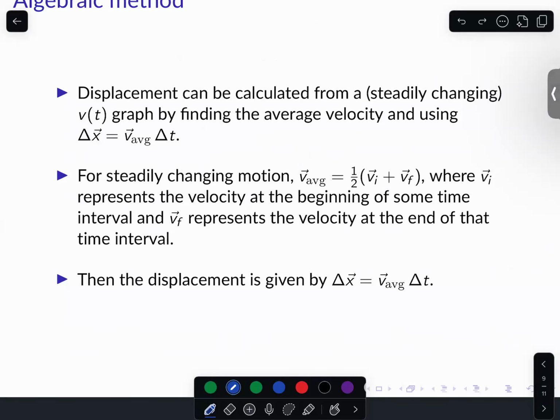Displacement, half second, displacement is then average velocity times time. That's it. Miles per hour times hours equals miles.